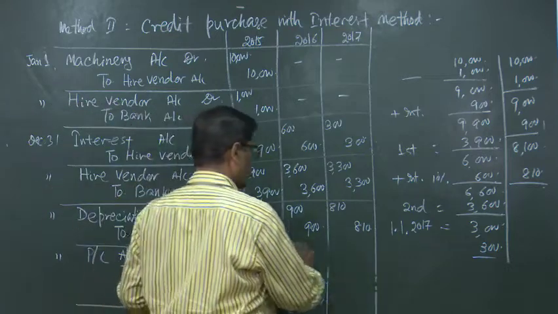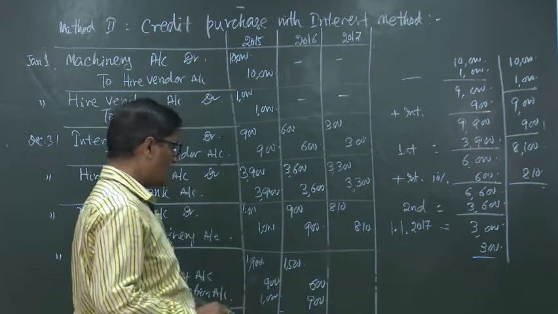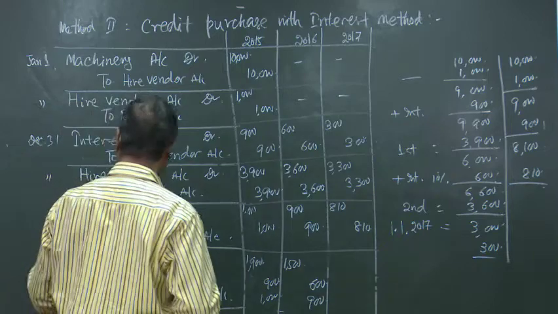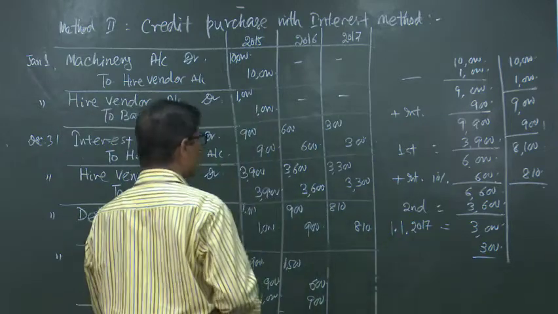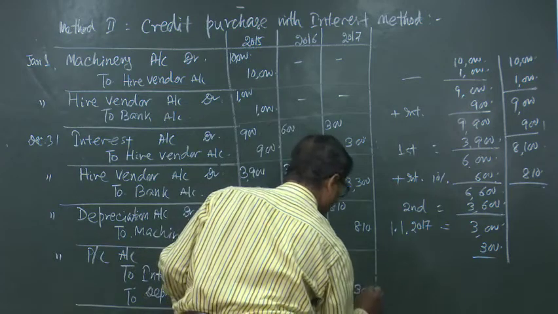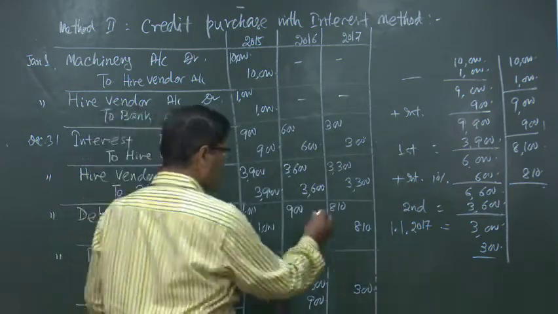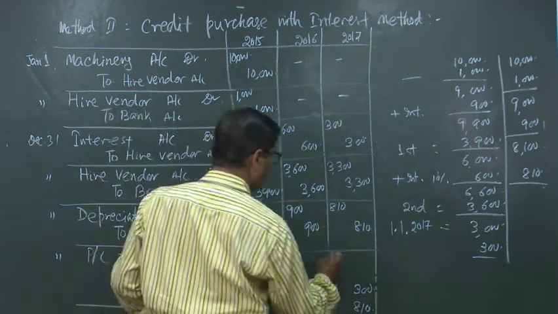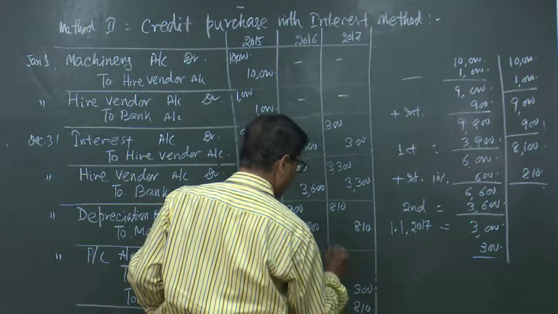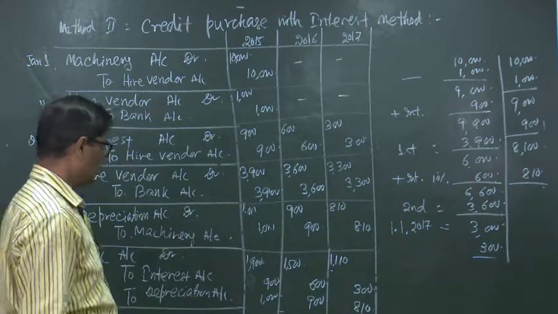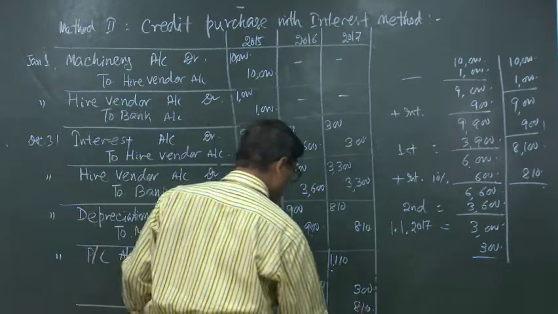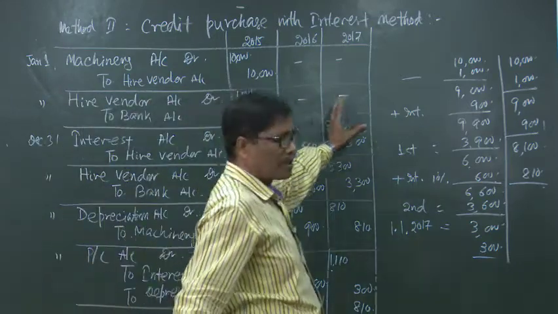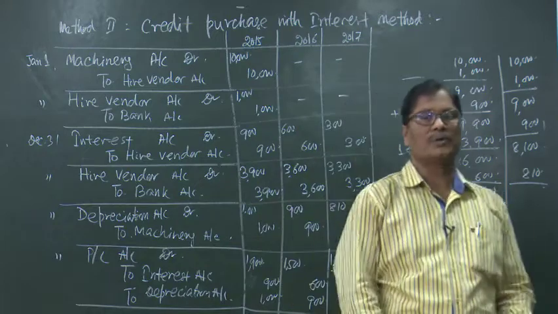Now, once you have got these two entries, interest account and depreciation account, they need to be transferred to the profit and loss account. What will be the entry? Profit and loss account debited to interest account, that year it is 300, and to depreciation account it is 810. So, what is the total amount to the profit and loss account? 1,110. So, that will be the last entry. So, in this way we can pass the journal entries for all the 3 years, 2015 the beginning year, 2016 and 2017. And now we will come to the ledger accounts.